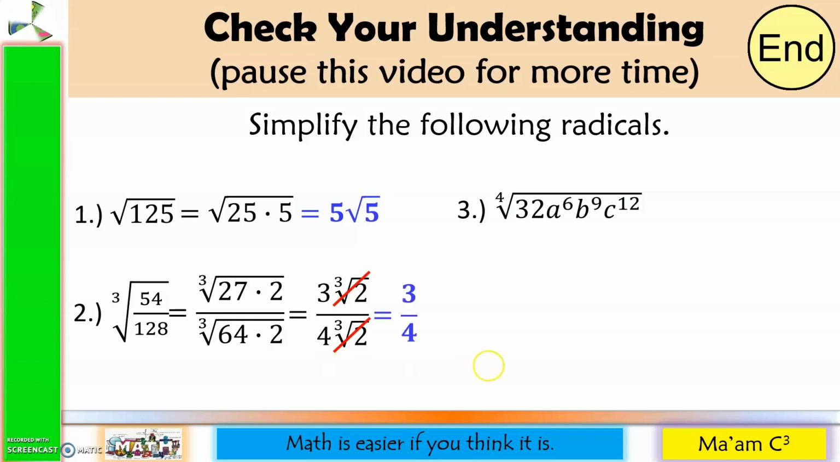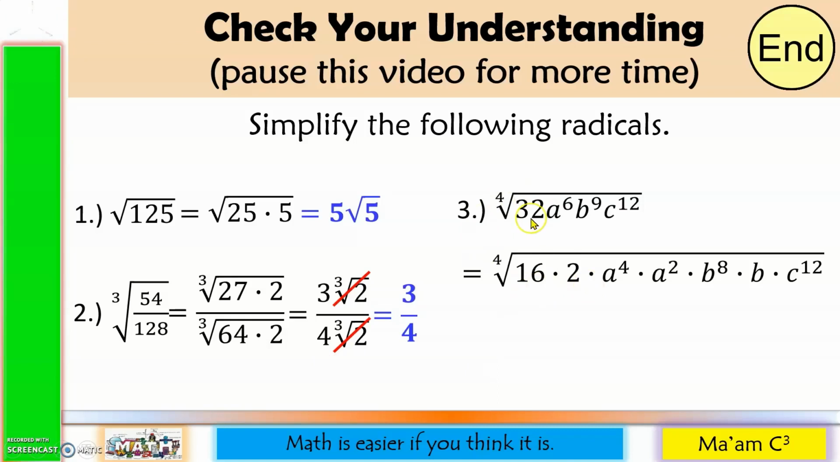Last one, I'll rewrite this as 16 times 2 for 32, then a to the 6 as a to the 4th times a squared, 4 plus 2 is 6, and then b to the 9th is b to the 8th and b, 8 plus 1 is 9. And then I'll just copy c to the 12th because 12 is divisible by 4. So the 4th root of 16 is 2. The 4th root of a to the 4th, or 4 divided by 4, is 1.